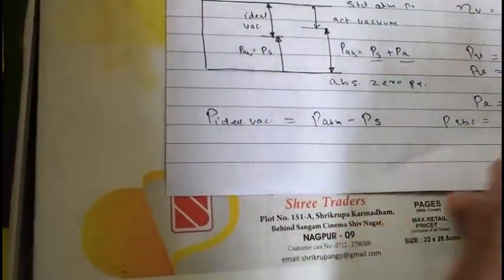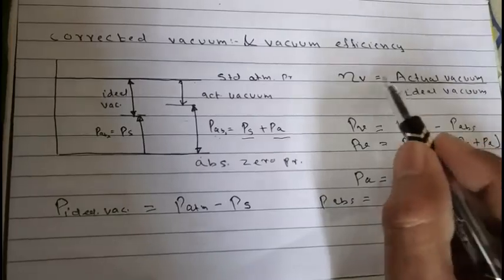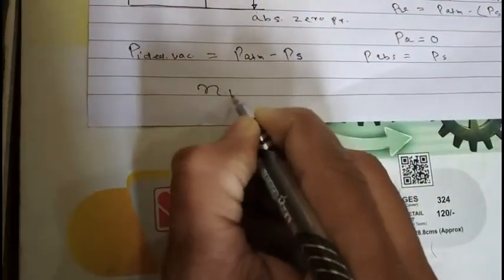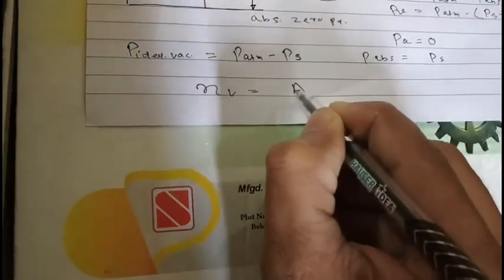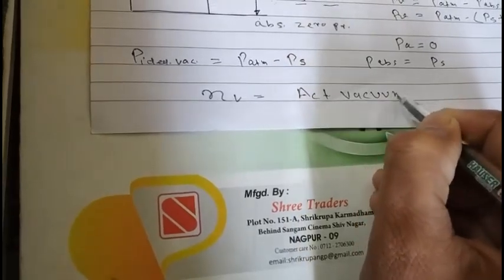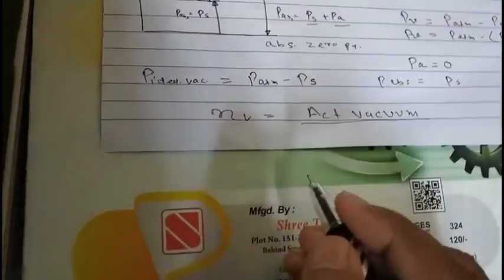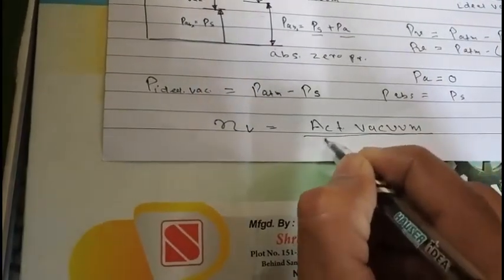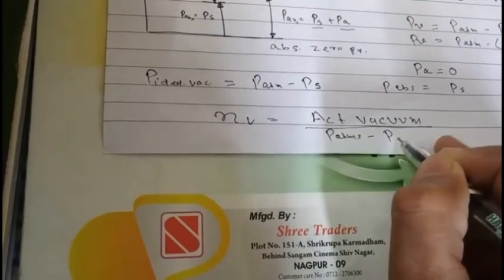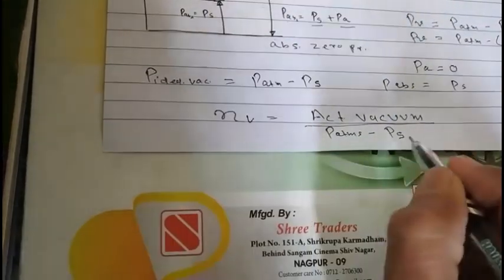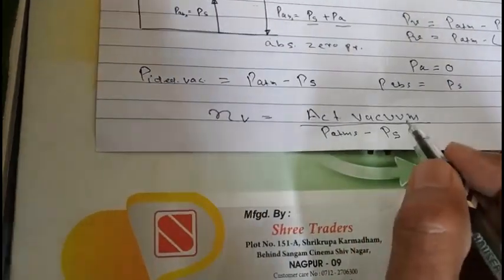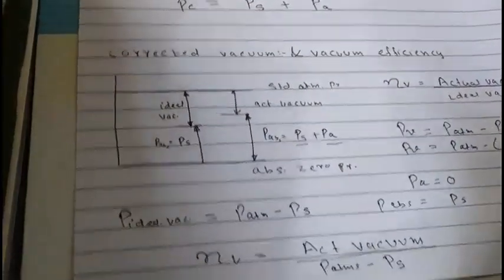If you put this in the above formula for the vacuum efficiency, that is the actual vacuum upon ideal vacuum, it will be like this. Vacuum efficiency is the actual vacuum, which is most of the time given, divided by the ideal vacuum. Ideal vacuum is when there is no air present inside the condenser and whatever the pressure is, it is only due to the pressure of the steam, so atmospheric pressure minus partial pressure of the steam. From this you can find out the vacuum efficiency.